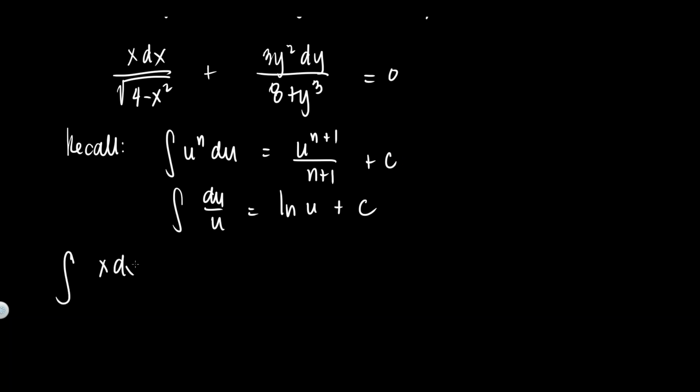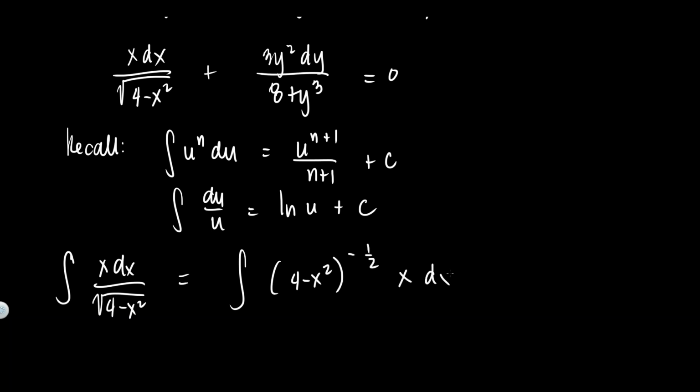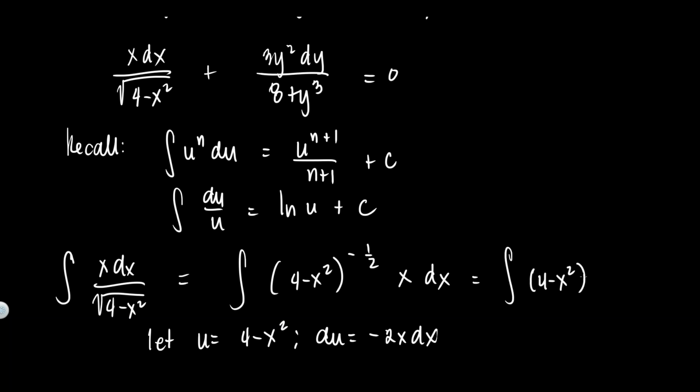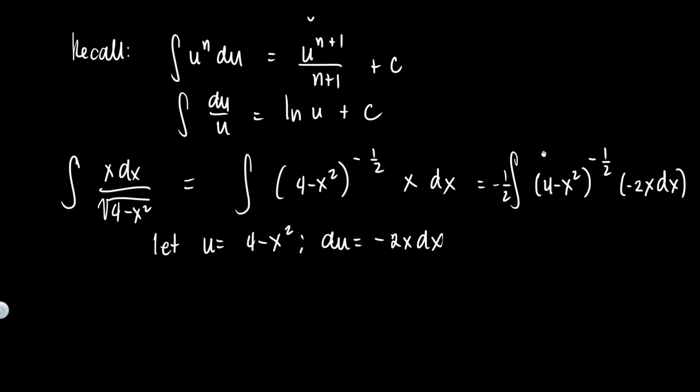What is the integral of x dx over the square root of 4 minus x squared? Pwede itong isulat as the integral of 4 minus x squared raised to minus 1/2 x dx. If we let u be equal to 4 minus x squared, du is minus 2x dx. So sundan natin yung formula, u to the n. U is 4 minus x squared, n is negative 1 half, du is minus 2x dx. So we need to introduce minus 1 half outside the integral to balance the equation.